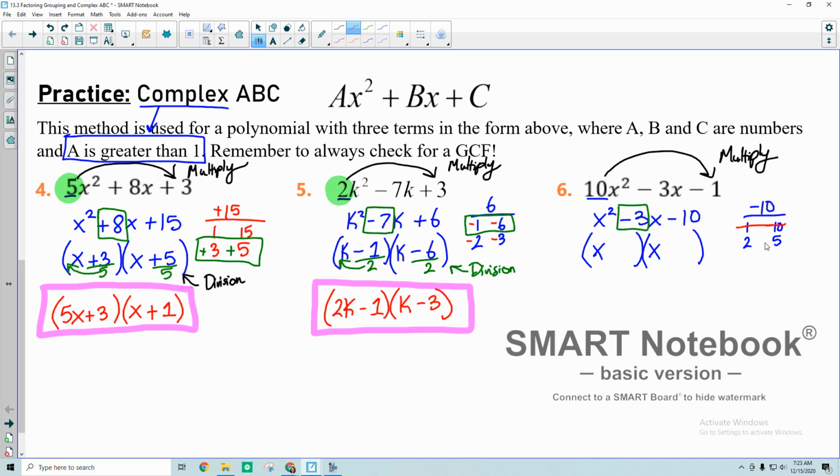So it has to be this one. Which number is the one that should be negative? Okay, so hopefully you chose 5. 5 needs to be negative. 2 needs to be positive.